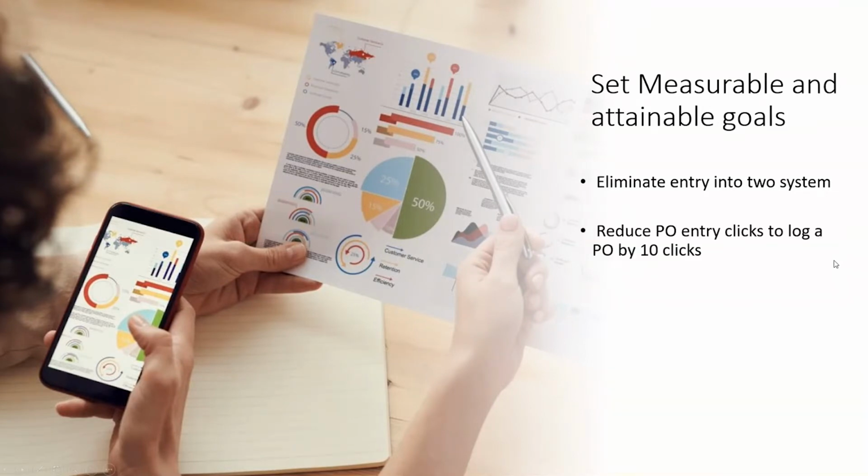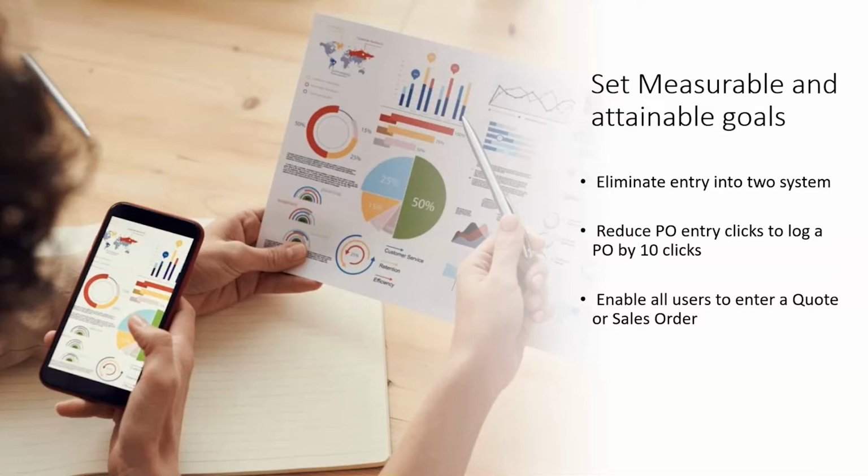Or as another example, I want to reduce the PO entry clicks to log a PO by 10. So I want it to take 10 fewer clicks for a person to enter a purchase order, or whatever that is. Maybe it's 5 clicks, 3 clicks, but that is very measurable. Now we know when we design things how we should be approaching the problem because we know what the end result needs to be. And that is a simplified way to enter purchase orders. Setting those goals is going to be very important for making sure you know how you're successful.